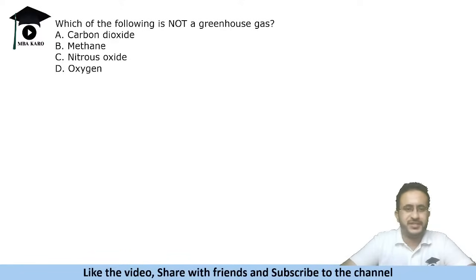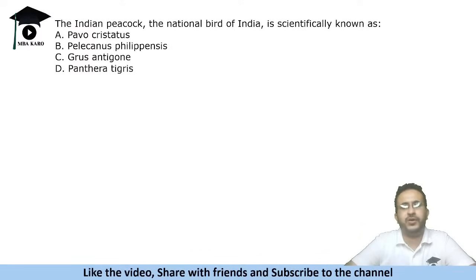So oxygen is not a greenhouse gas. The oxygen is beneficial to us. The Indian peacock, the national bird of India, is scientifically known as.